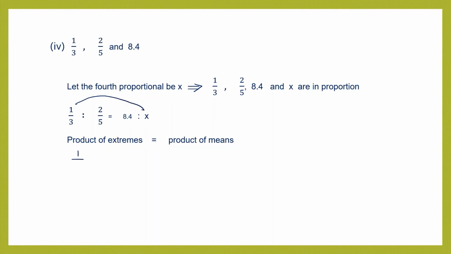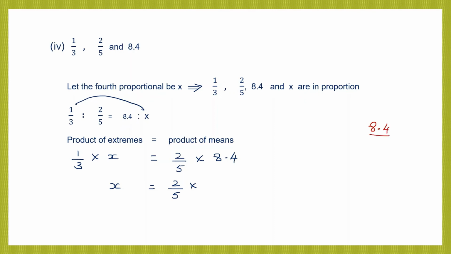So 1 by 3 into x, product of extremes, is equal to product of means, which is 2 by 5 into 8.4. So now we are going to find the value of x. I'm going to leave x here on the left hand side. On the right hand side I have 2.5 into 8.4. Now let me take 8.4 here.